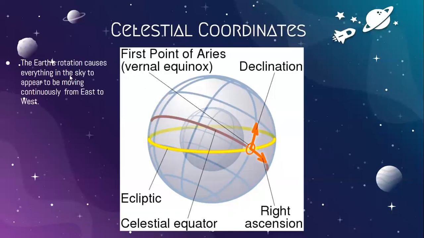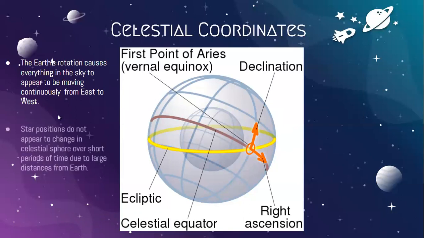Okay, and so the Earth's big points here. The Earth's rotation causes everything in the sky to appear like it's moving continuously from east to west. That's a change to the Greek theory of the universe, right? They thought this sphere was rotating and causing that appearance, but it's actually the Earth's rotation. Star positions do not appear to change their position in the celestial sphere over short periods of time due to how far away they are from the Earth. They actually do move in reference to the celestial sphere. It just takes a long time for it to become evident.